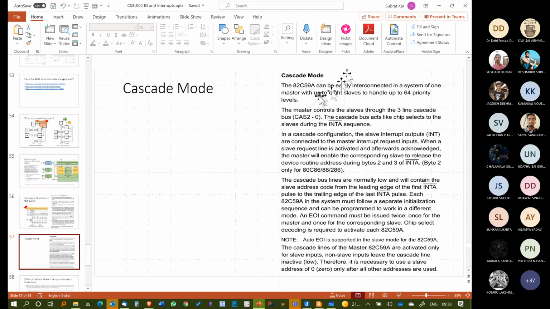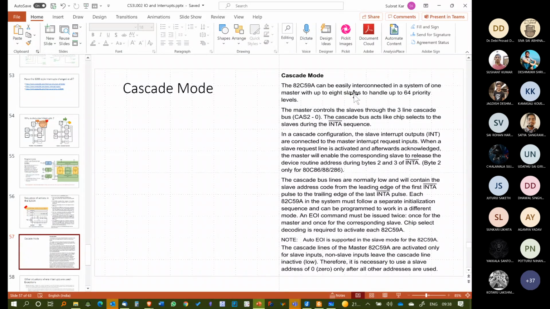Then what happens if you cascade? Right? Somebody will say that 8 IOs are not enough, I need more, but we have only one INTR pin. So the 8259 is built to be cascadable. So you can have one master and 8 slaves. This one master is the level 1 contractor. The 8 slaves are the level 2 contractors. They are the slaves of the level 1 contractor, right?